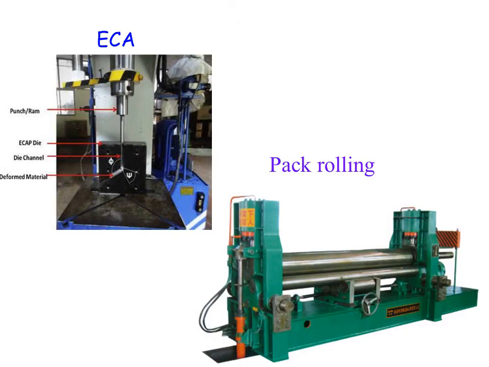Here you can see examples of the ECAP method, the equal channel angular pressing method. Here you see the piston, and this is a half of the die in which we can see the sample that is going through. So you need to close the other half and then press the sample through it. This is an industrial pack rolling machine.